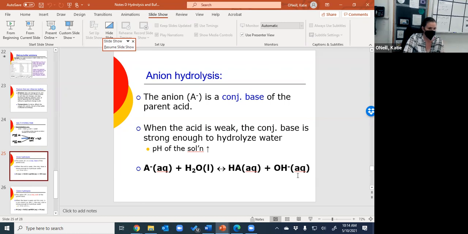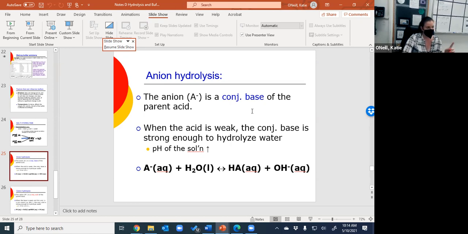So one of the biggest questions when we look at hydrolysis, and this is going to be the big part of the lab, is the pH of the end solution going to be acidic or basic? If the anion is doing the hydrolyzing, then it's going to be basic. Anion hydrolysis always produces a basic solution. And it is always formed from a weak acid, which then forms a strong conjugate base.